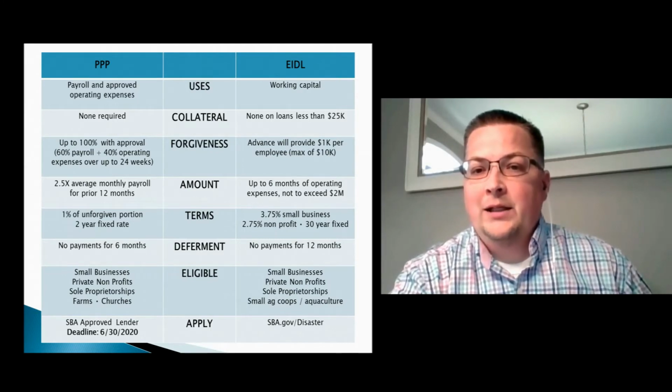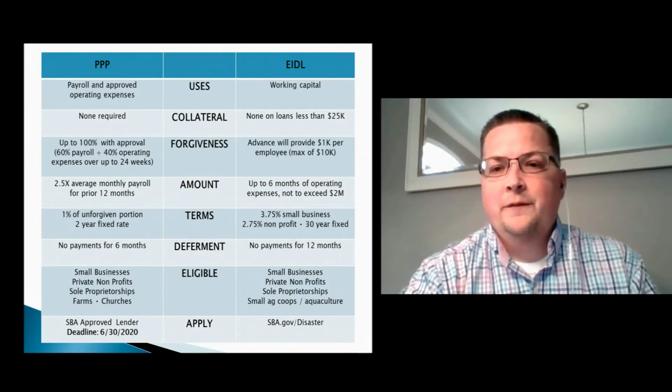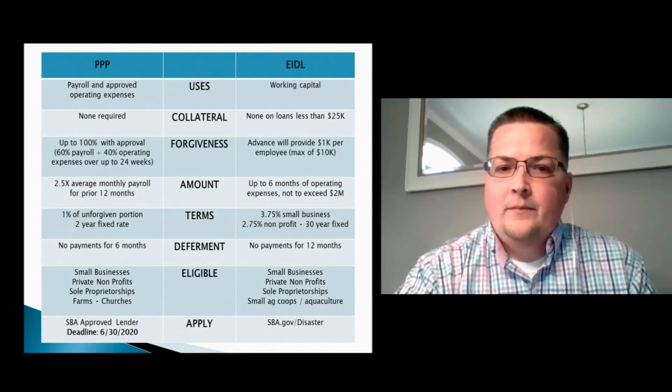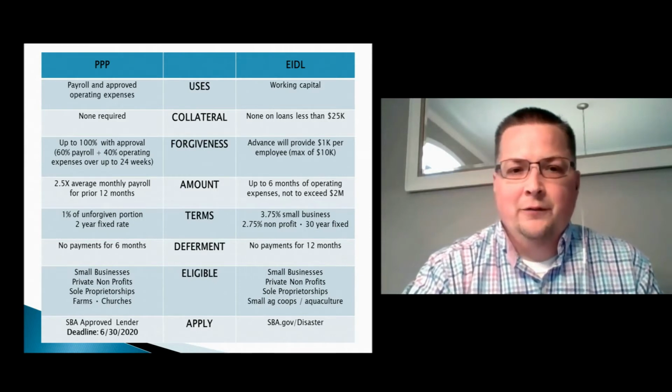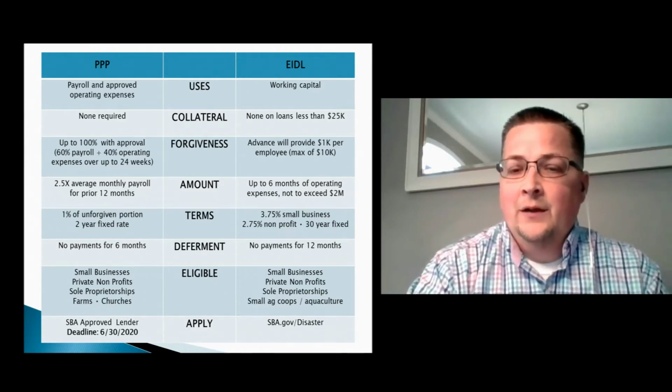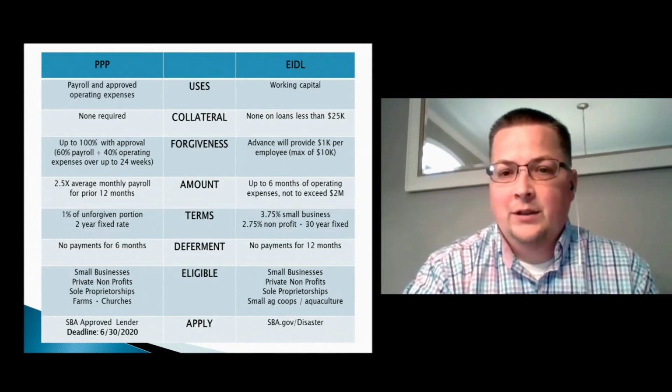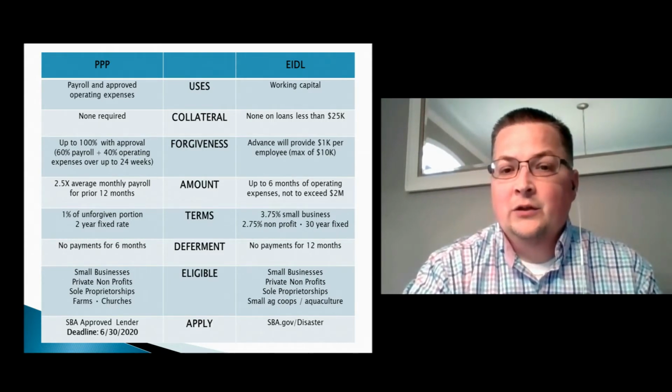Collateral, EIDL is only going to require collateral if it gets above $25,000. Forgiveness, not a whole lot of forgiveness with the EIDL. They do give the advance up front, and if you don't ultimately get the loan, you get to keep the grant.